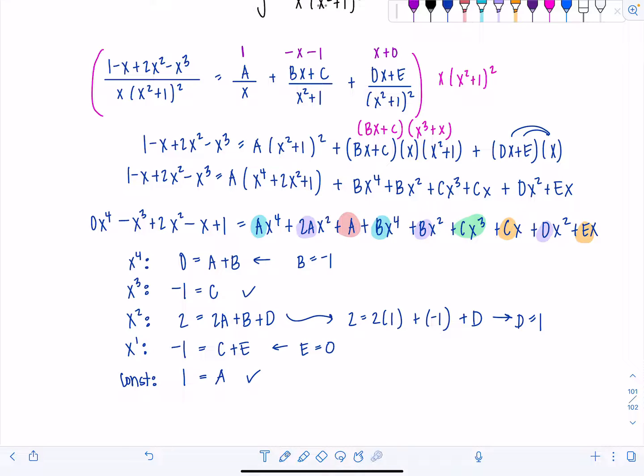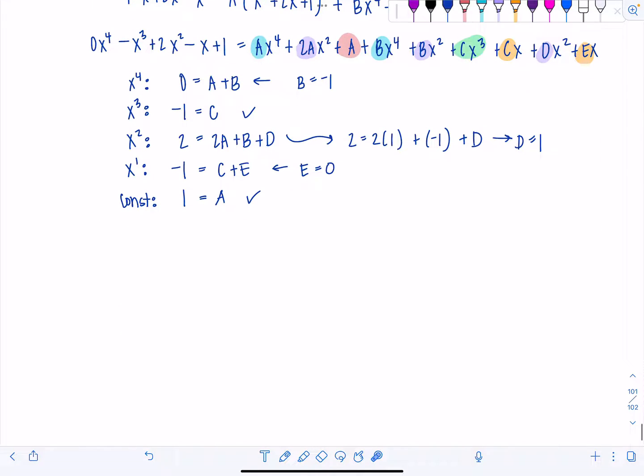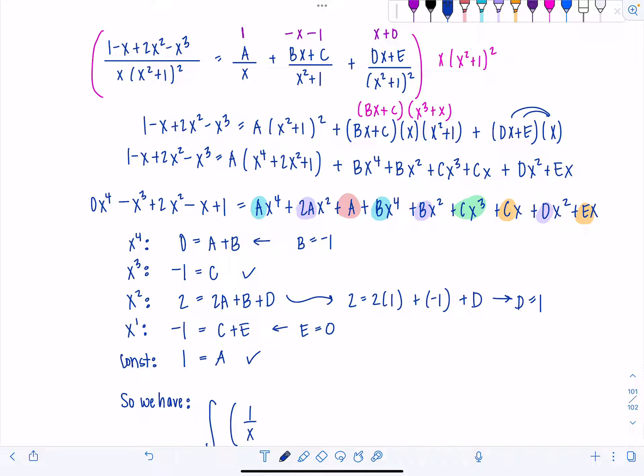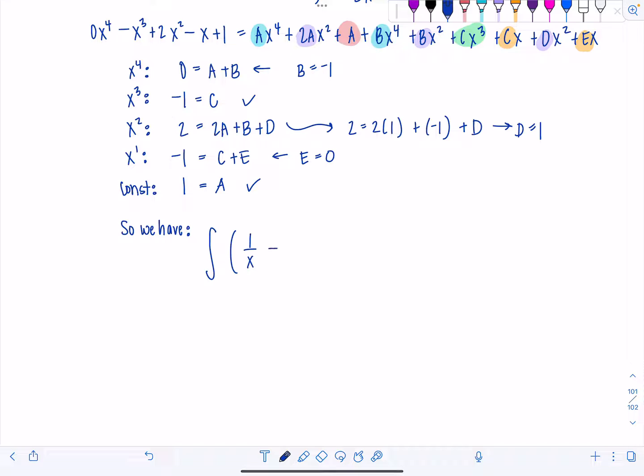All right, so we're going to use the partial fraction decomposition now to rewrite the integrand. I'm going to do it down here. So we have integral 1 over x. And then also watch this, I can factor out this negative, and just put minus x plus 1 over x squared plus 1 to the first plus x plus 0, so just x, over x squared plus 1 squared dx.